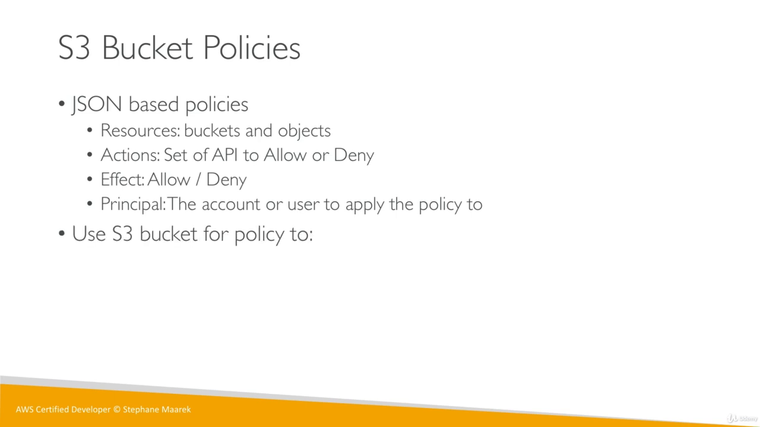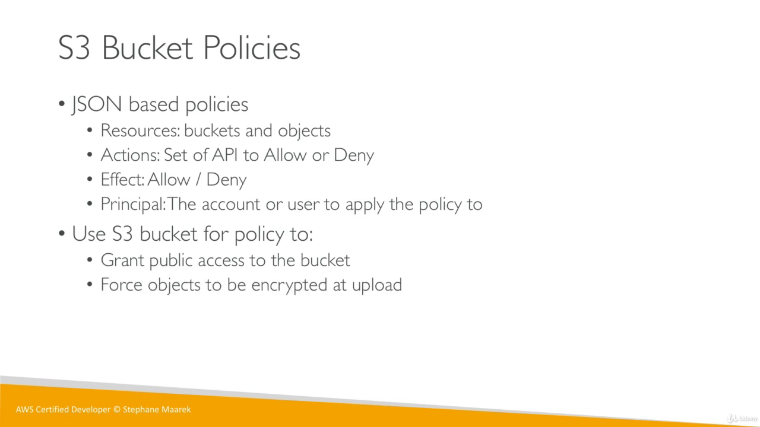Using these 4 things, we can do a lot of things. We can use the S3 bucket policy to grant public access to the bucket, or force objects to be encrypted at upload, or grant access to another account, which is also called cross-account access. We'll practice all these. We'll grant public access to the bucket in the next lecture. We'll force objects to be encrypted at upload in this lecture. And cross-account is left for your own practice, but it is quite easy if you Google it.